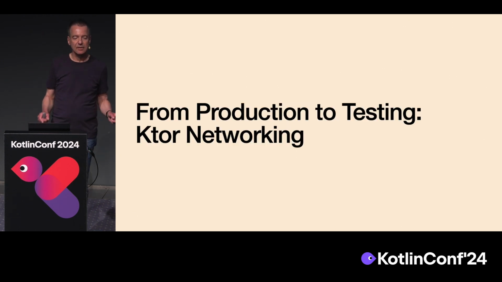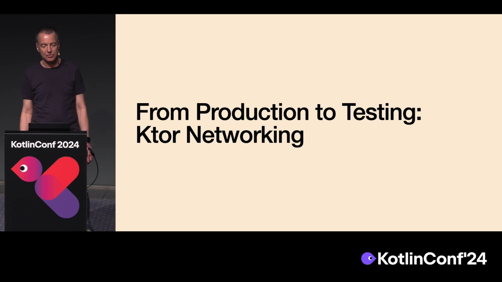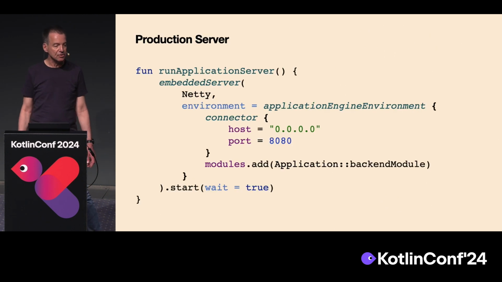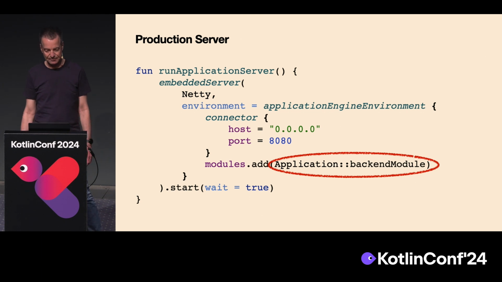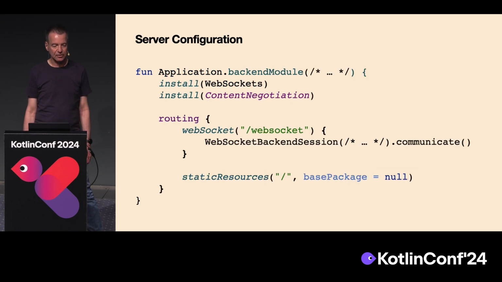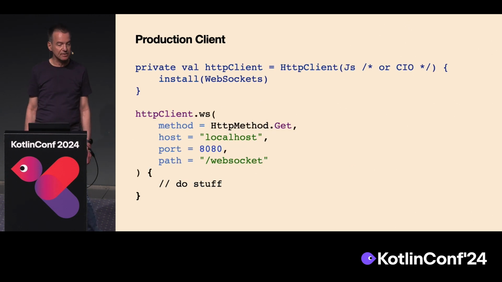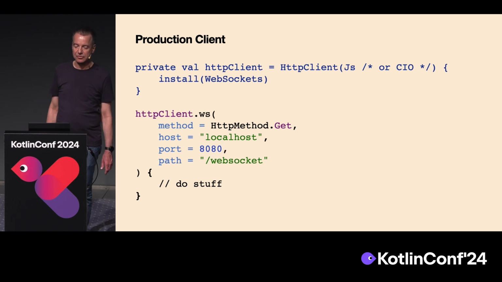Let's see how we get networking from production to testing. With Ktor, it would look like this. Our production server could look like this and be configured by a backend module, which is a simple function we see right now. So the function to configure the server would look like this. We install WebSockets, then we install some routing, which fires up WebSocket sessions. So that's our backend module production code. The production client would look like this. A bit different on JavaScript and the JVM, but not much.